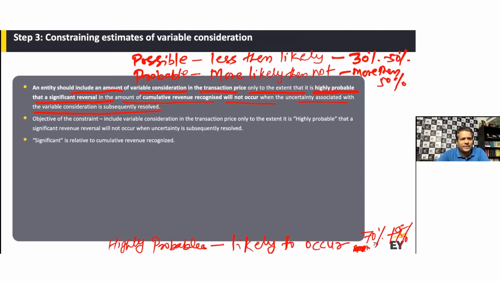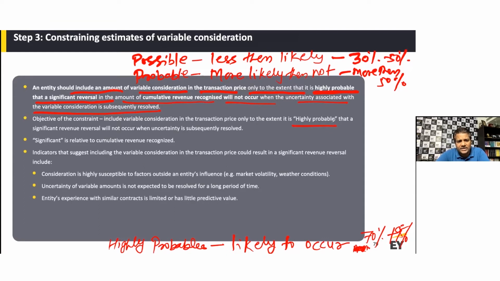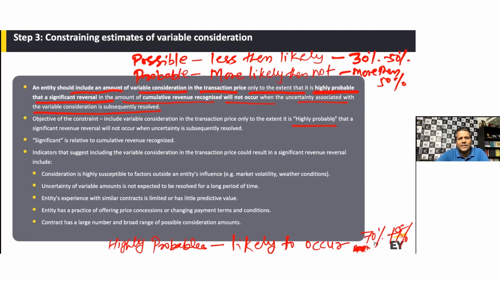From that perspective, what's the objective of the constraint? Include variable consideration only to the extent that it is highly probable that a significant revenue reversal will not occur. Significant is relative to the cumulative amount of revenue which has been recognized. And what are the indications? Consideration is highly susceptible to factors outside an entity's influence. Uncertainty of the variable amount is not expected to be resolved for a long period of time. The entity's experience with similar contracts is limited or has little predictive value. The entity has a practice of offering price concessions or changing payment terms.